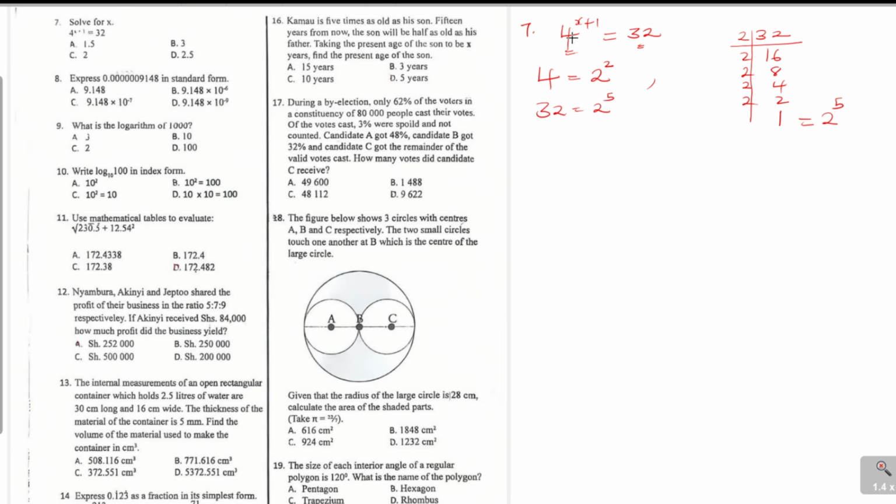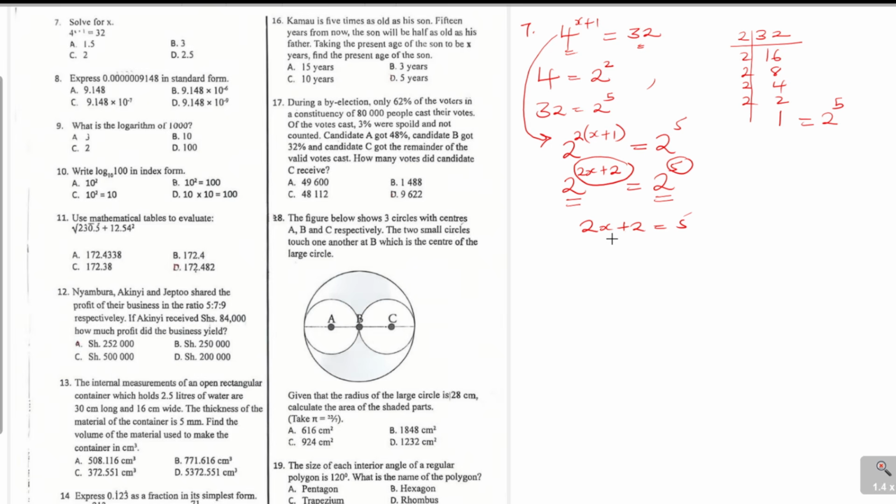Just substitute this. 4 is 2 squared, and then you have x plus 1 as the power. Don't forget that. (2 squared) to the power x plus 1 is equal to 32, which is 2 to the power 5. So when you open this bracket, you get 2x plus 2 is equal to 2 to the power 5. Now you can see the bases are the same on both sides of the equation, so simply pick the powers and equate them. So you take the powers, 2x plus 2 is equal to 5.